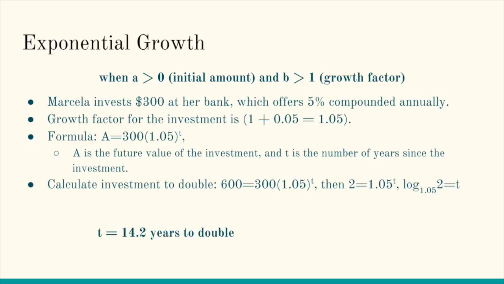If we want to calculate how long it will take for it to double, the formula will be 600 equals 300 times 1.05 to the power of t, then 2 equals 1.05 to the power of t, then log base 1.05 of 2 equals t, where t will equal approximately 14.2 years.